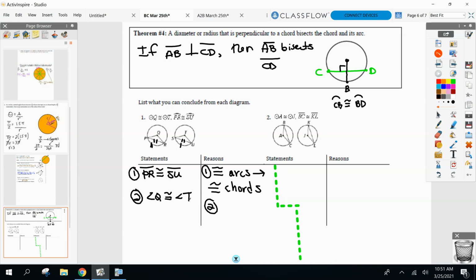What type of angles are those, Quincy? What do we call them? Central. Good. And ready? We were told, same thing. Congruent arcs. That's what I was given. The arcs were congruent. Implies, that means that you have congruent central angles.